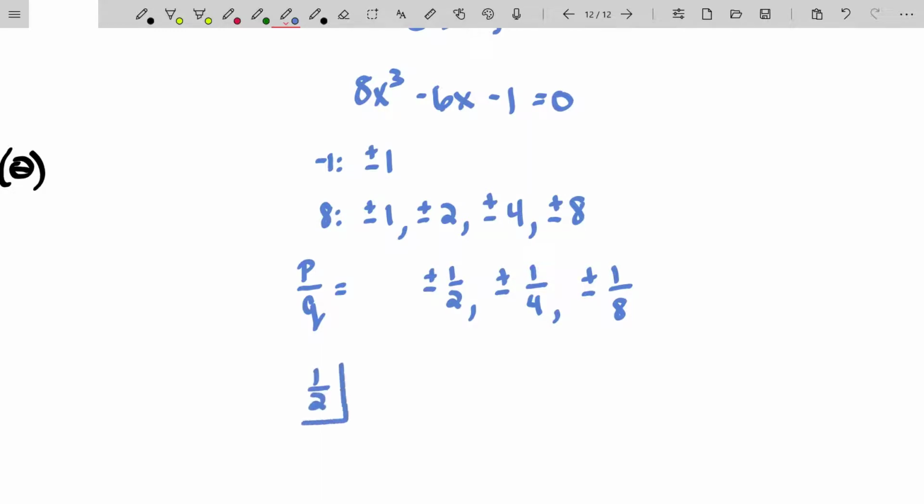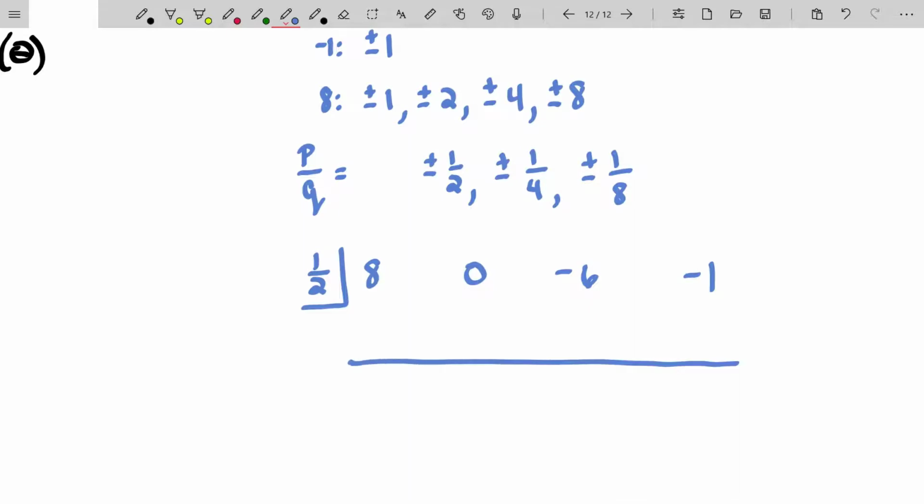So if I use synthetic division with a half, 8x cubed, 0x squared, negative 6x, and a negative 1, you could quickly use synthetic division here. Bring down the 8, multiply it by half, that becomes a 4, add the 4 to the 0, multiply it by a half, it becomes a 2, add that to negative 6, it becomes a negative 4, multiply it by half, it becomes a negative 2. You add that up, it's not 0. That's the important part. So positive 1/2 is definitely not a root either.